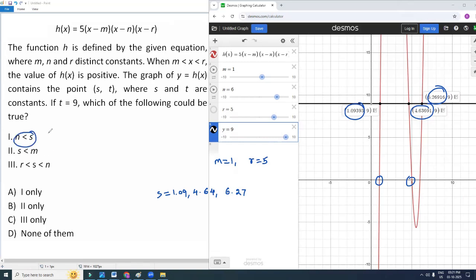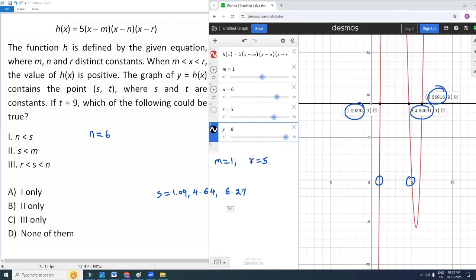Let me take the first one, that is n is less than s. Here in Desmos we have n equals 6. Let's consider the three different possible values of s. The first one is 1.09. When you consider the first value of s, clearly the value of n, that is 6, is greater than this value 1.09. But the first statement says n is less than s. But here we are getting the result n is greater than s. Even for the second value of s, n is greater than s. Only for the third value of s, n is less than s.